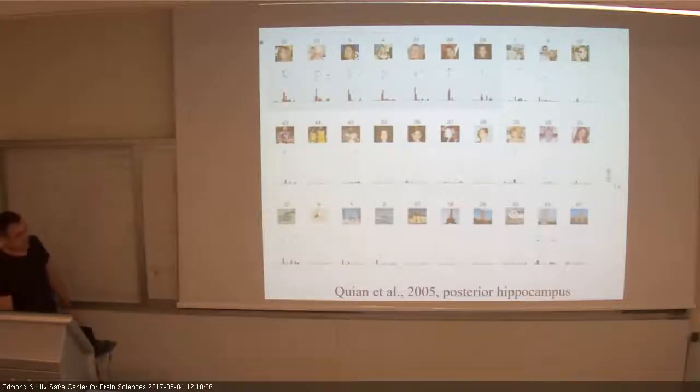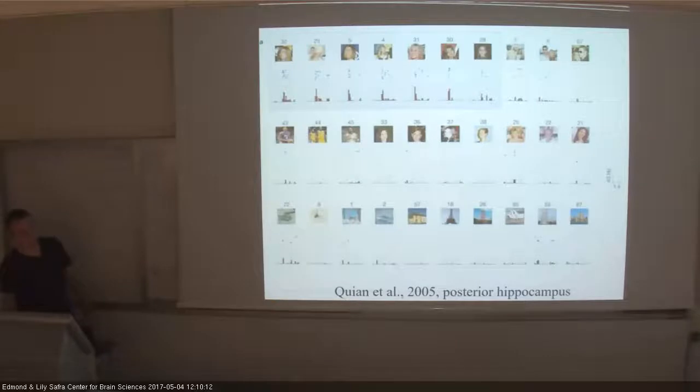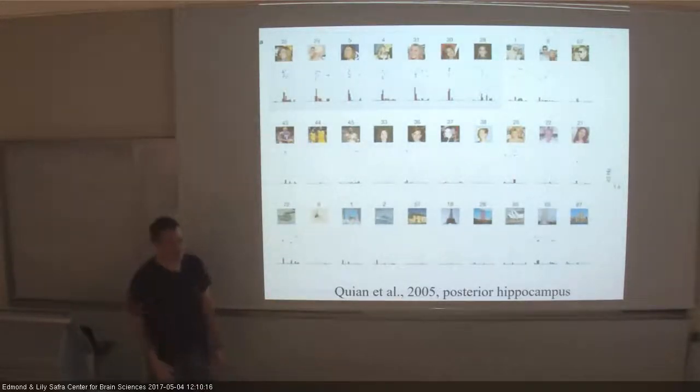And this is one experiment in which the recordings were done in the posterior hippocampus. What kind of recordings were they? Was it single unit? Was it inside the real neuron, not outside? No. This is single unit, same as monkeys, but with humans. Okay.